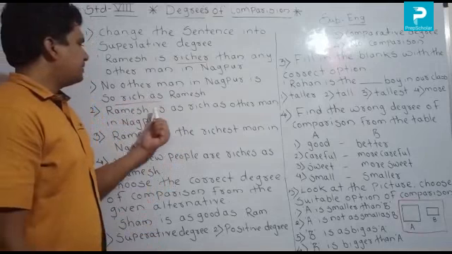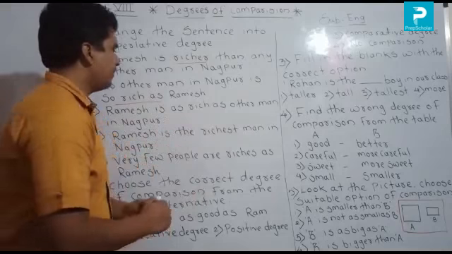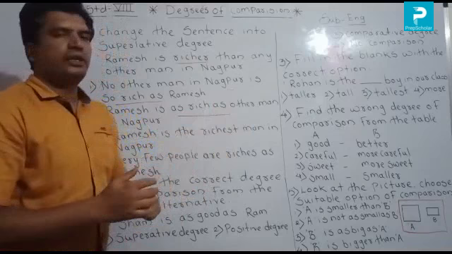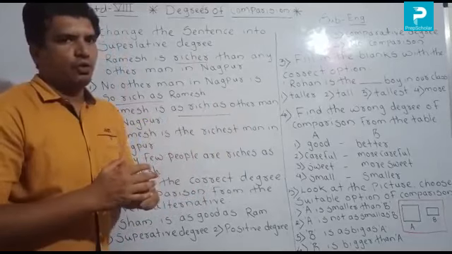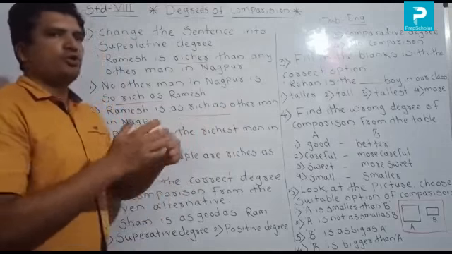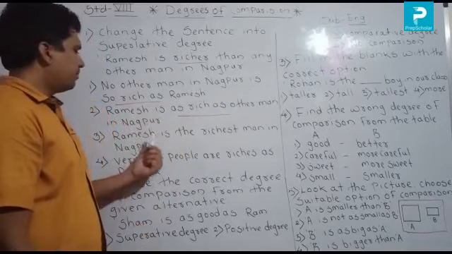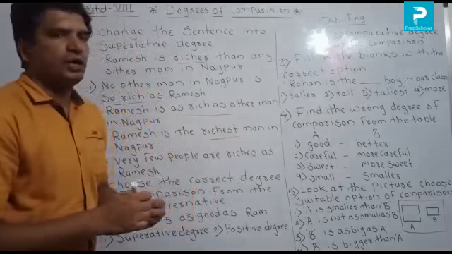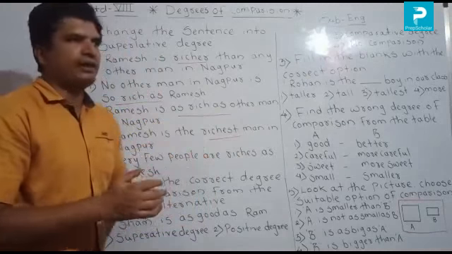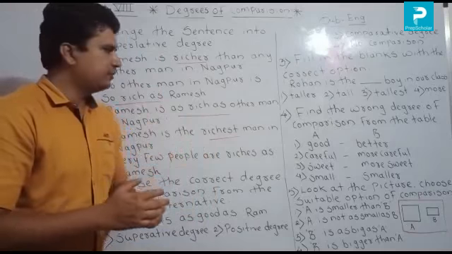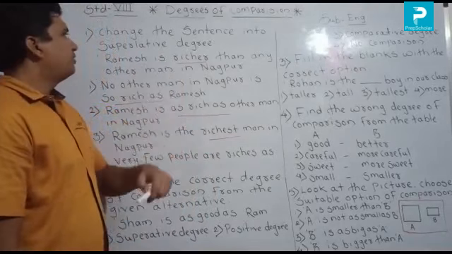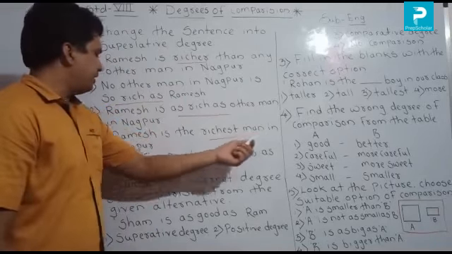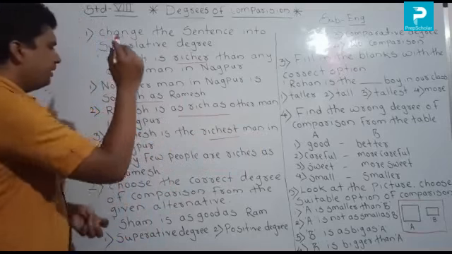Second, Ramesh is as rich as other man in Nagpur. As in the middle, there is the first form of the adjective or adverb, so it is a positive degree. Then third, Ramesh is the richest. Richest is the third form, and we use the third form of the adverb or adjective in superlative degree. So it is the correct sentence. Ramesh is the richest man in Nagpur. So option number 3 is correct here.